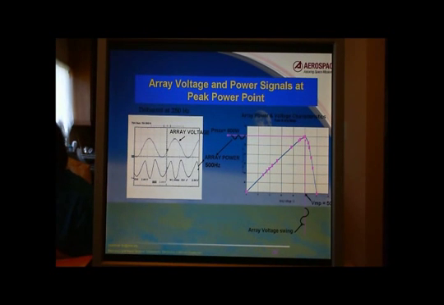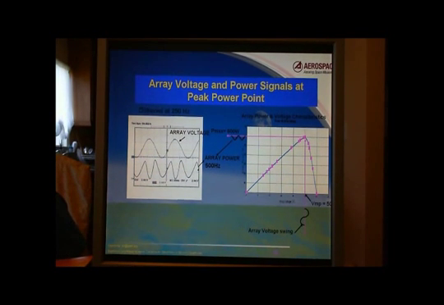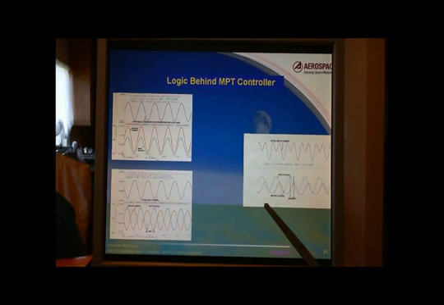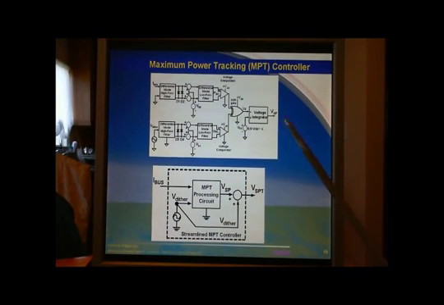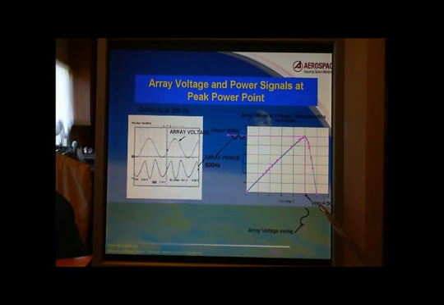In this fashion, the integrator, or the last stage of the maximum power tracking processing circuit, is able to reach its steady state value corresponding to the peak power voltage called VMP. In other words, the VSP is always proportional to, or corresponding to, the VMP, the actual peak power voltage.